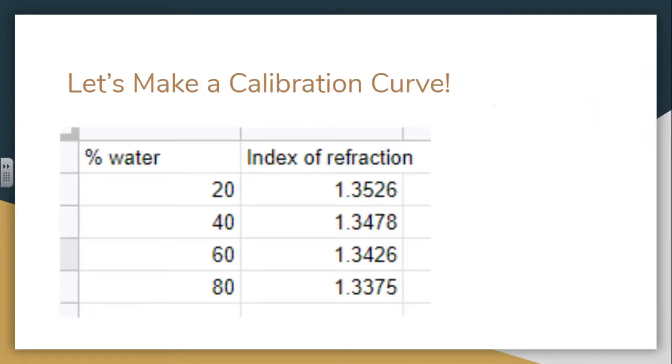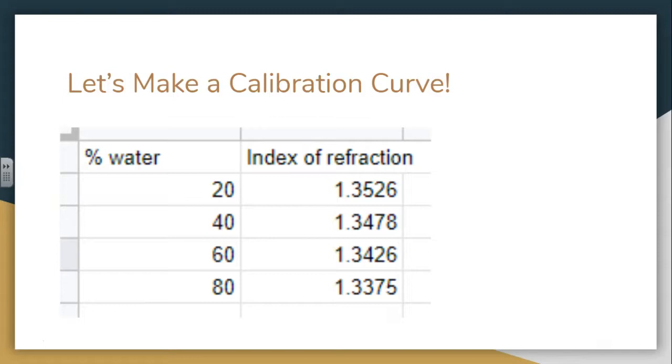So what I've done is I have created a fake set of data. Normally you would go to the lab and make solutions that were 20% water, 40% water, 60% water, and 80% water, and then you would take the index of refraction. I've canned this data and calculated it out so that it just shows you what we needed to do. Nonetheless, you would take at least 3 data points. I would probably do more than 3, but 3 would be enough. In this example, we're doing 4 data points, and I'm going to show you how to make a calibration curve using Google Sheets, but Excel will be the same.